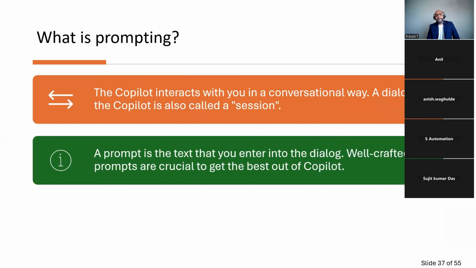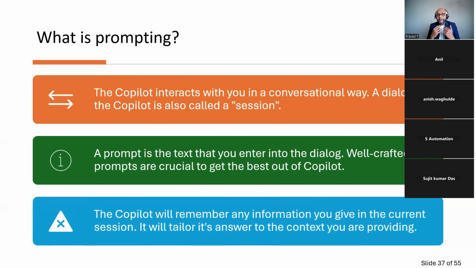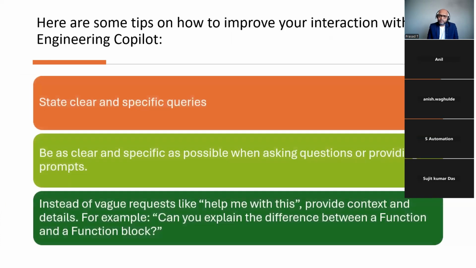So, some basics about prompting. These are Siemens guidelines on how they want the Copilot to be used. Once you start working with the Siemens Copilot and ask a question, that particular window they call one session. They encourage a well-crafted, well-written prompt. Some of the guidelines they mention: state clear and specific queries, and instead of asking 'help me with this', ask a very specific question, which function block, which application, and provide as much context as possible.